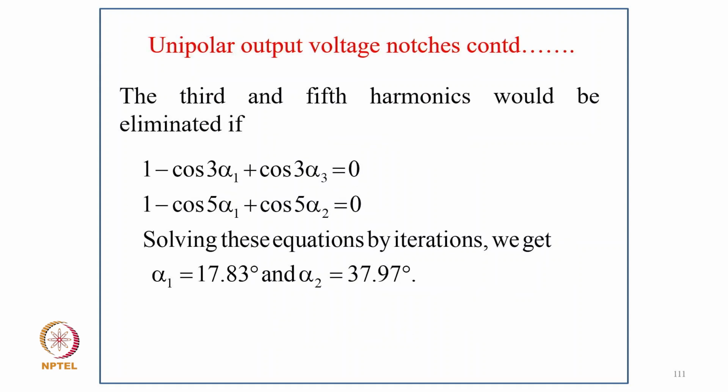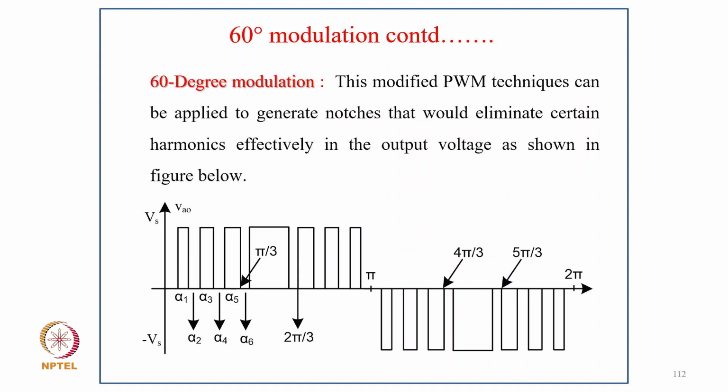So the third and fifth harmonics will be eliminated if 1 minus 2 cos 3 alpha 1 plus 2 cos 3 alpha 2 equal to 0, and 1 minus 2 cos 5 alpha 1 plus 2 cos 5 alpha 2 equal to 0. So solving these equations by addition, we get alpha 1 equal to 17.83 degree and alpha 2 equal to 37.97 degree. So now coming to the 60 degree modulation.